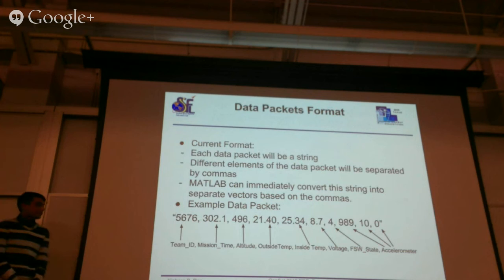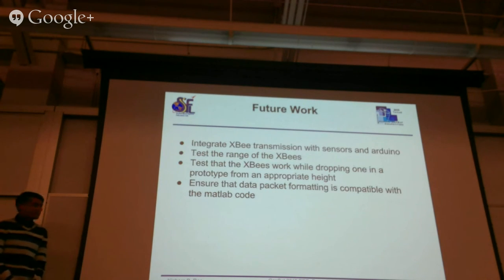So this is the current format that we're working with for data packets. It's basically just going to be a string, with each different data item separated by a comma. MATLAB can immediately convert this string into separate vectors based on where the commas are placed. So future work, we need to integrate the XBees with the sensors and flight software, and we test the XBee.